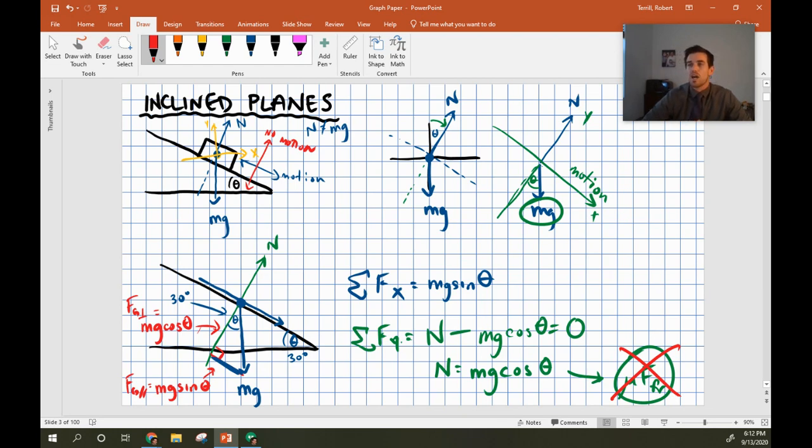But there we go. We have inclined planes. We've talked about how we tilt the coordinate system, and we've talked about how we break the force of gravity into a perpendicular and a parallel component.